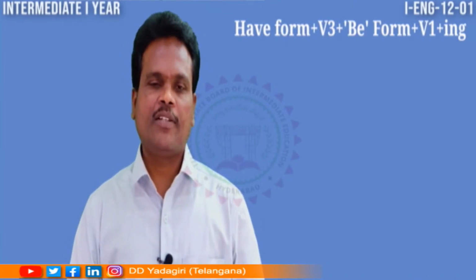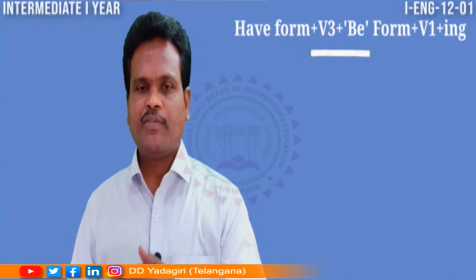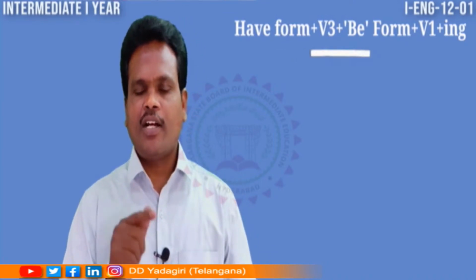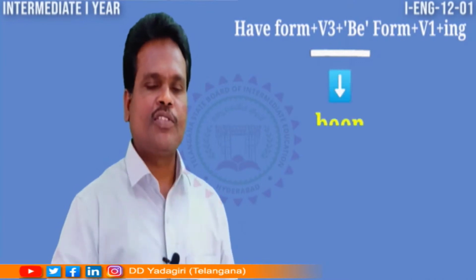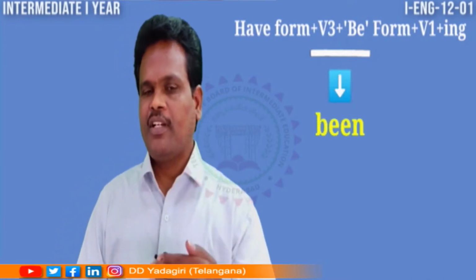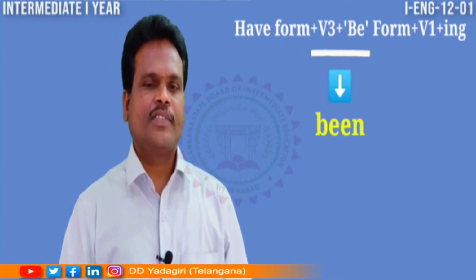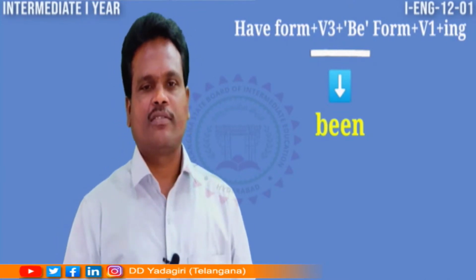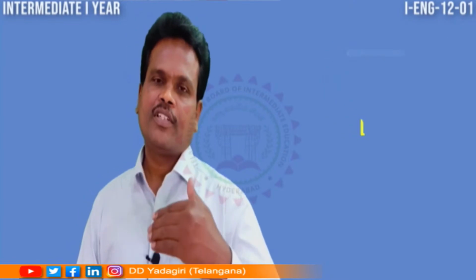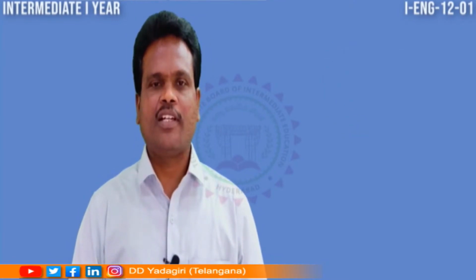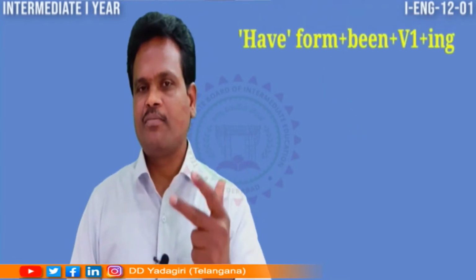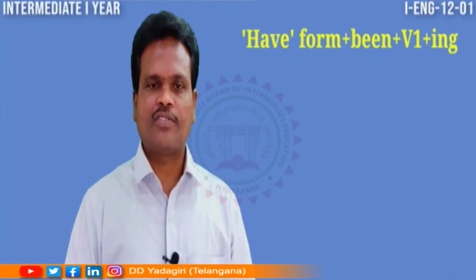ఎలా సాధ్యమైంది అంటే మనకు V3, బీ ఫార్మ్ పక్క పక్కనే ఉన్నాయి మధ్యలో. ఆ రెండింటికి బదులుగా బీన్ని యూజ్ చేయమన్నారు. ఎందుకు, బీన్ అనేది V3 అవుతుంది, బీ ఫార్మ్ కూడా అవుతుంది. అంటే రెండింటి బదులుగా ఒకే వర్డ్ ఇచ్చారు. ఫలితంగా పర్ఫెక్ట్ కంటిన్యూస్ టెన్సెస్ కు స్ట్రక్చర్ అనగానే ఫస్ట్ హ్యావ్ ఫార్మ్, తర్వాత బీన్, తర్వాత V1 ప్లస్ ఇంగ్ వస్తుంది.